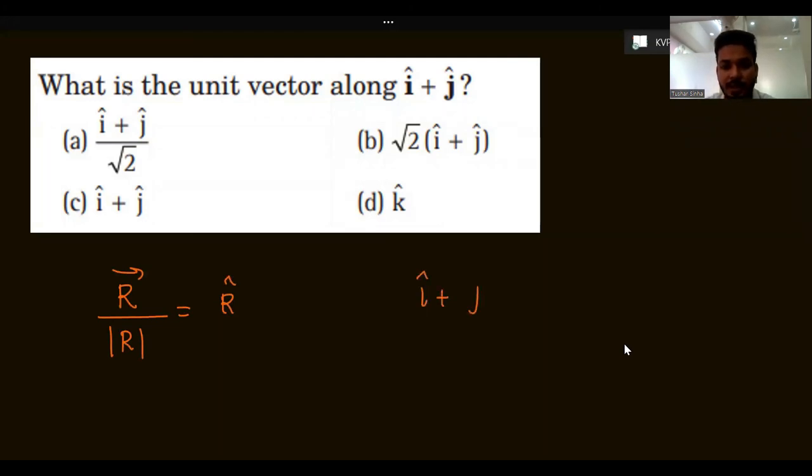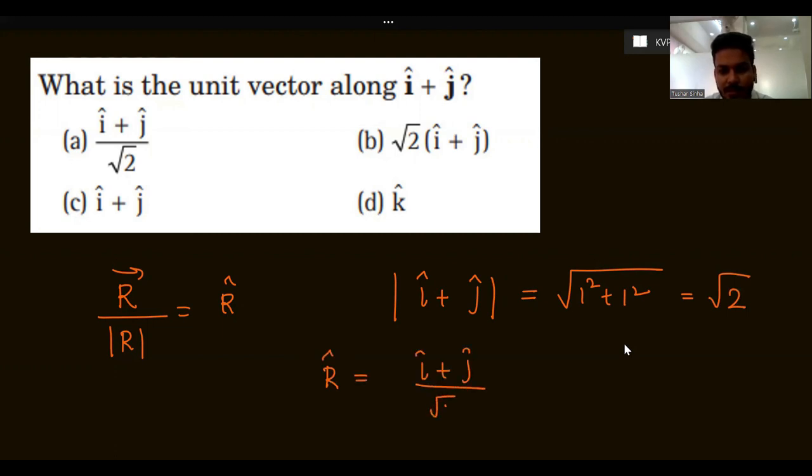So we have i cap plus j cap. If I want to find out the magnitude of this, it would be under root 1 square plus 1 square, because if I write only i cap plus j cap, that means there is one i cap and one j cap. So the magnitude is root 2. If I want to find out r cap, I simply divide i plus j by root 2. So what I get is 1 by root 2 i cap plus 1 by root 2 j cap. That is how you do this kind of question.